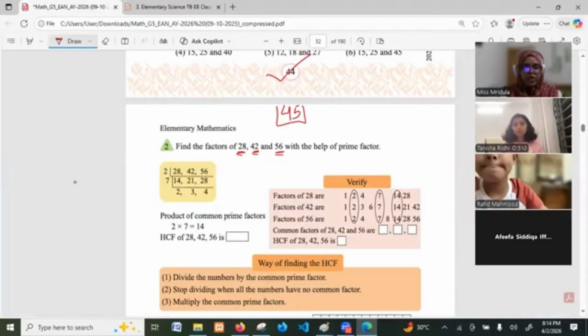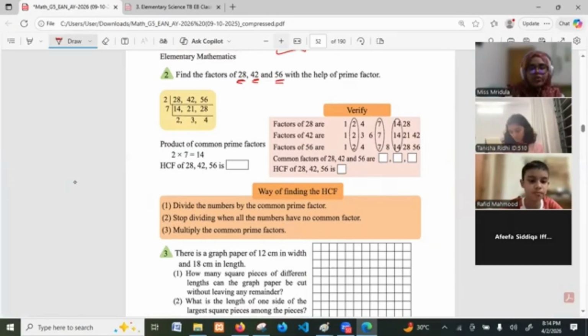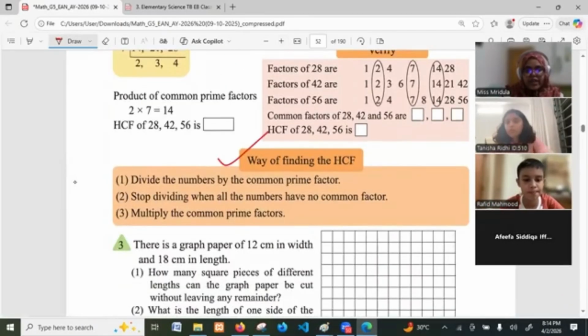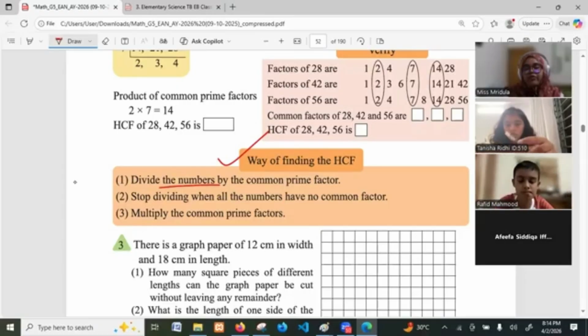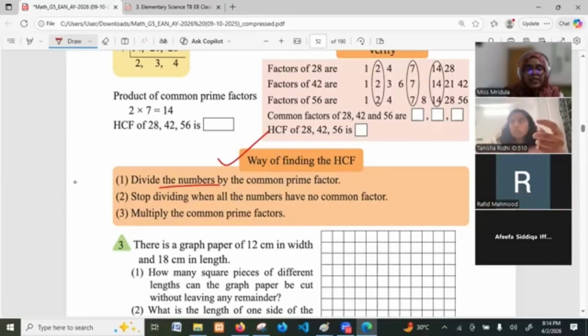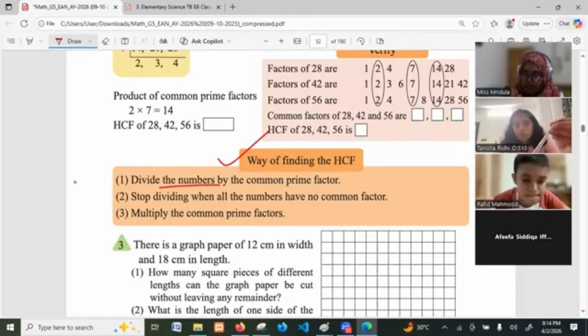Okay, let's go to the book. As we went through the rules of HCF, though I have already discussed the rule, let's go through it again. So the first one is divide the numbers by the common prime factor. We cannot just take any two; we have to have all the numbers divisible by the common factor. Then the second step is stop dividing when all the numbers have no common factor.